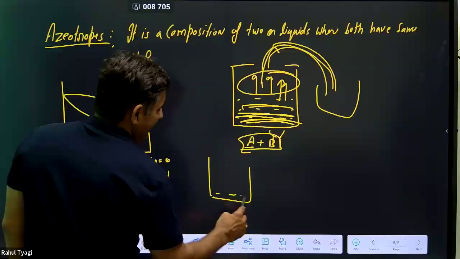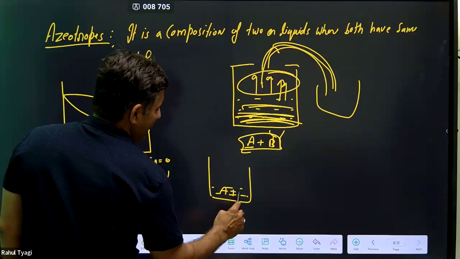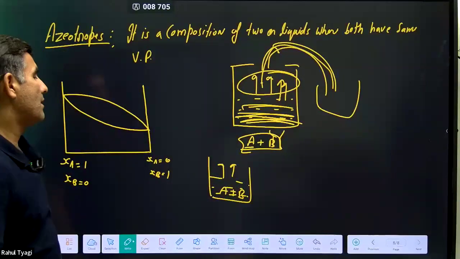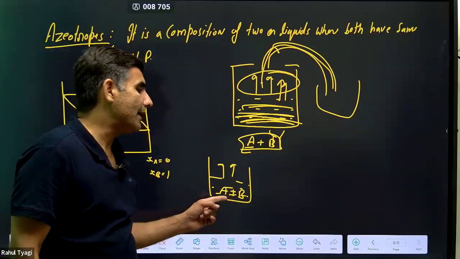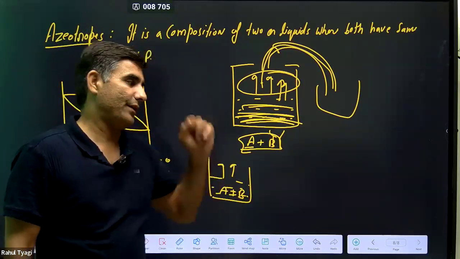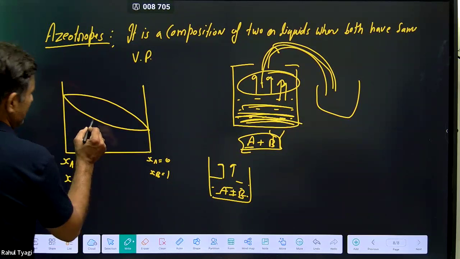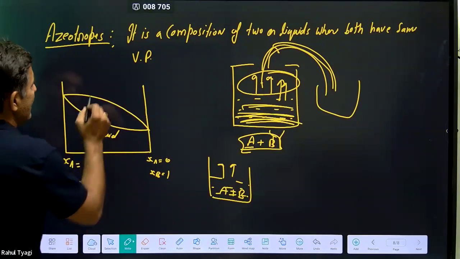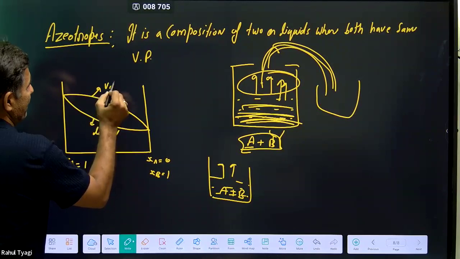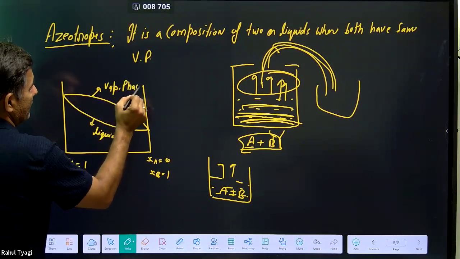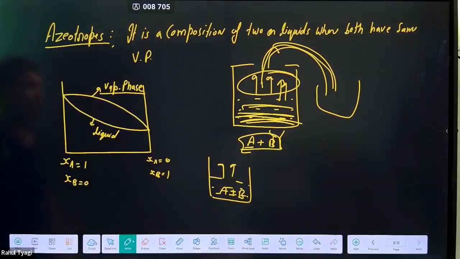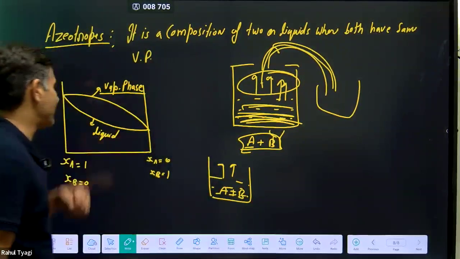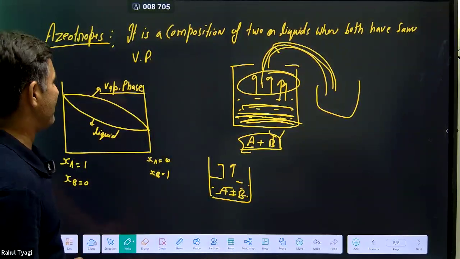Whenever I heat any liquid of composition A and B, there will be two mole fractions: one mole fraction in liquid state and one mole fraction in the vapor phase. So this is the composition in the liquid phase. This is the mole fraction in liquid phase and this is the mole fraction in vapor phase. Hope you got it.